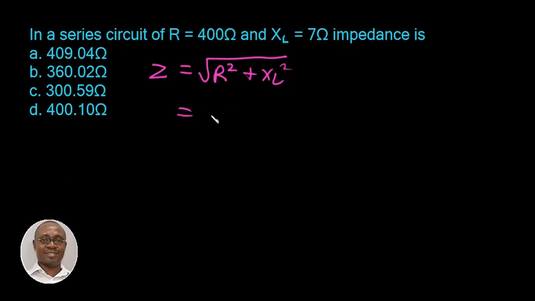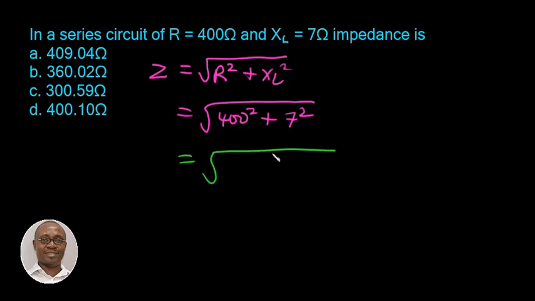we input the values as given in the question. So we have the square root of 400 square plus 7 square. Alright, so this is going to give us the square root. 400 square is 16,000 plus 49, and this will be equal to the square root.